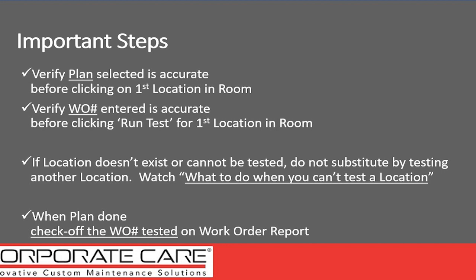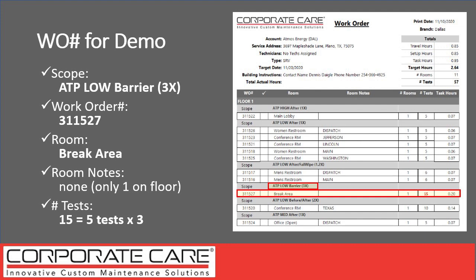If a location cannot be tested for any reason, do not substitute by testing another location. Please watch what to do when you can't test a location. When you're finished with a plan, be sure to check it off the work order report. The work order we will be using today will be an ATP low barrier test in the break room, totaling a minimum of 15 tests.